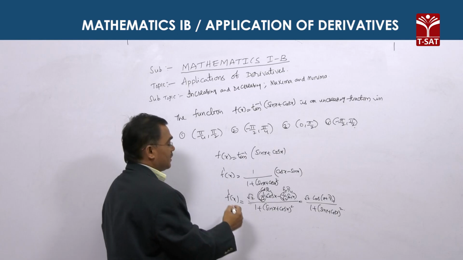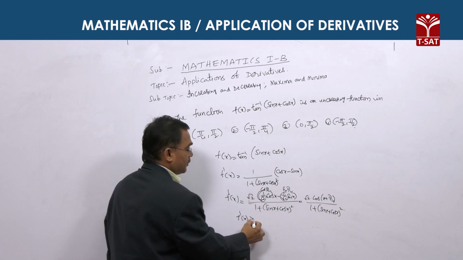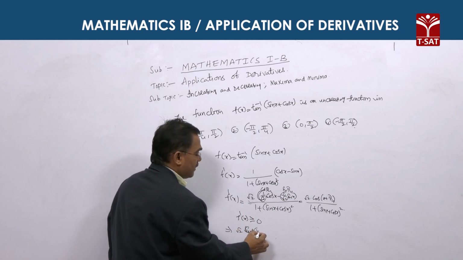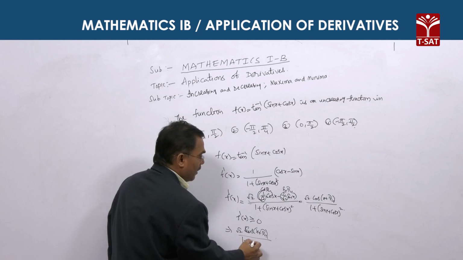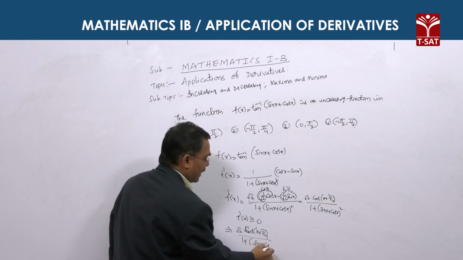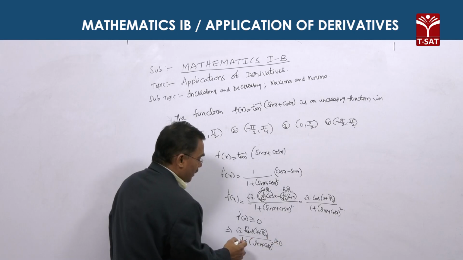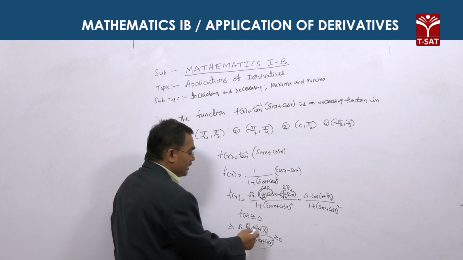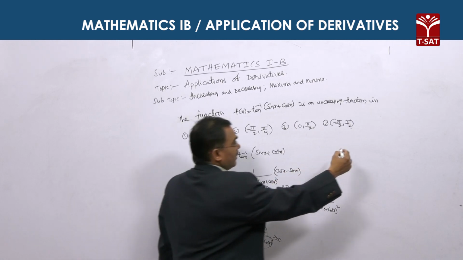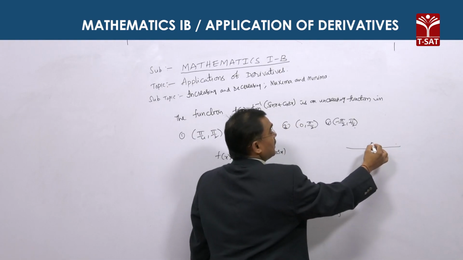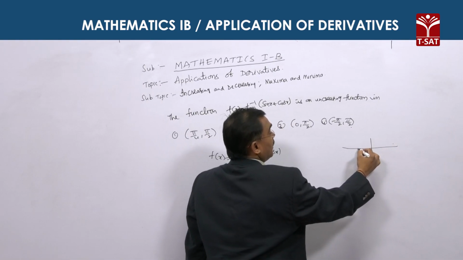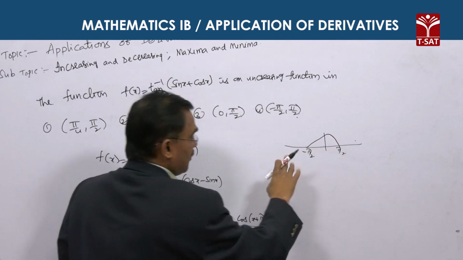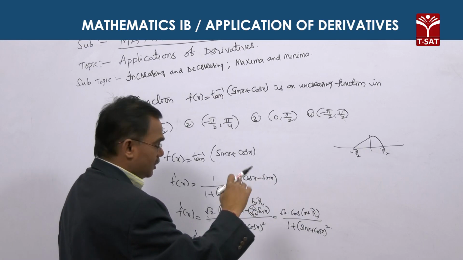So we want f to be increasing, so f dash x must be positive. F dash x is positive means root 2 into cos of x plus pi by 4, by 1 plus sin x plus cos x whole square, is positive. You observe that 1 is positive, the square is always positive, and root 2 is also positive. We discuss only when the cos is positive. Observe the cos graph: cos 0 is 1, and cos is positive between minus pi by 2 and pi by 2.